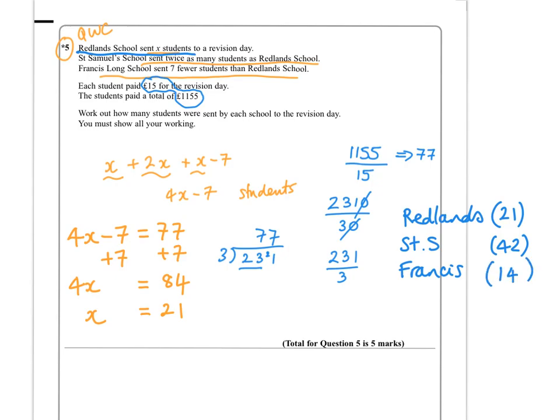Always check to see whether it adds up. So we've got 4, 5, 6, 7, and then 1, 5, 6, 7. Okay, so that should be our answer. We've worked out how many students were sent by each school.